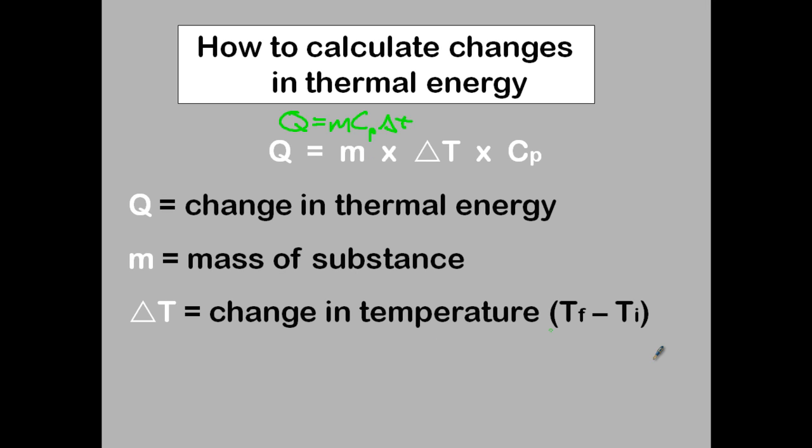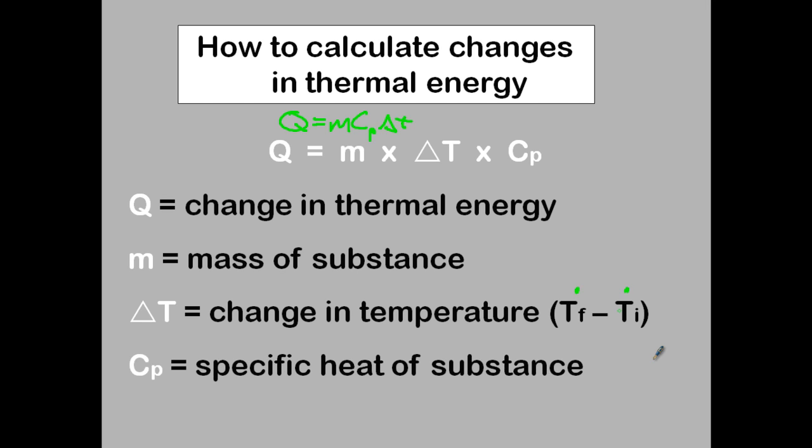It's the final temperature minus the initial. It's very important that it's always in this order, because Q can turn out to be positive, Q can turn out to be negative, and that totally makes a difference in your answer. It's always final minus initial. Final minus initial, always. And Cp is the specific heat.